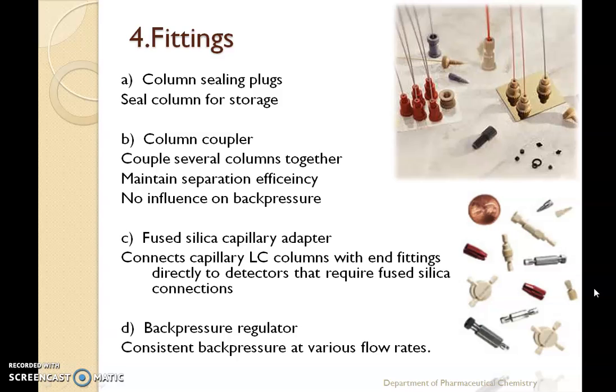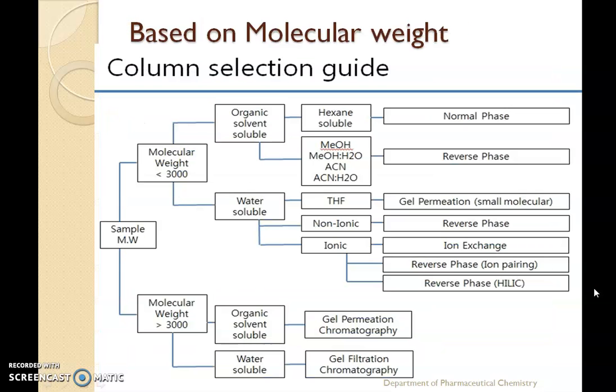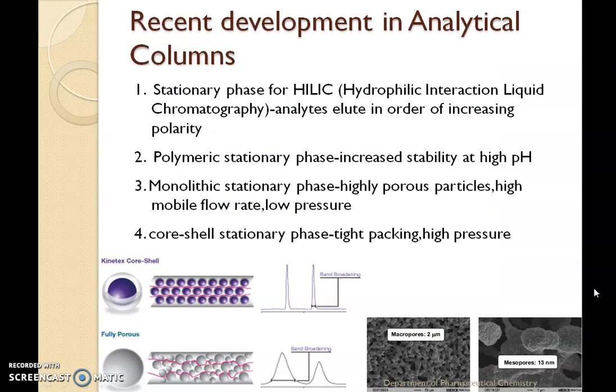So fused silica capillary adapter is also used, and sometimes you can use the back pressure things also. So the specifications: usually the columns can be classified mainly based upon the molecular weight, separation mode, and the pH being used, and sometimes even on an application basis. Based upon the molecular weight, you can select different columns, and there are different types of column: capillary, microbore, analytical, semi-preparative, and preparatory columns.